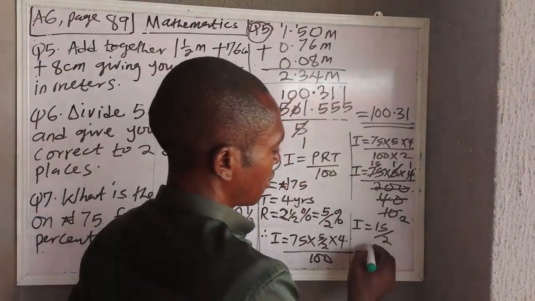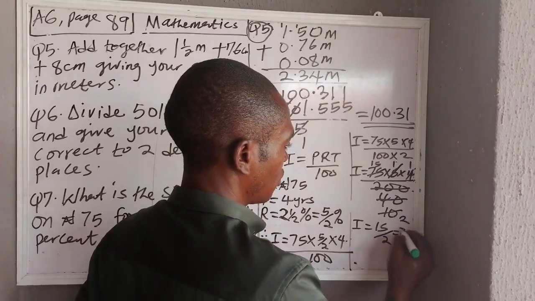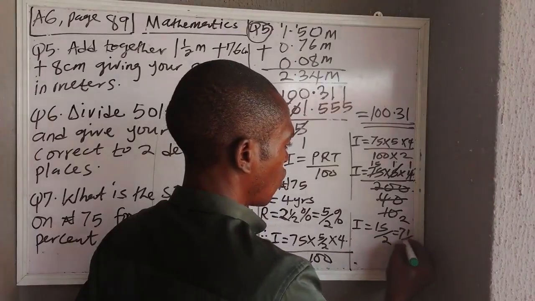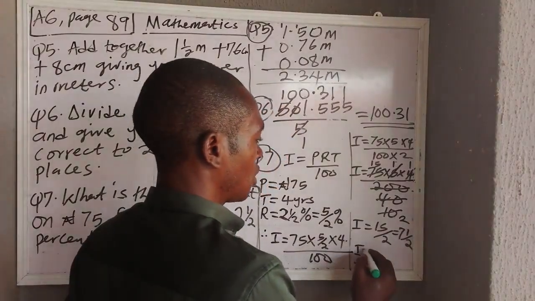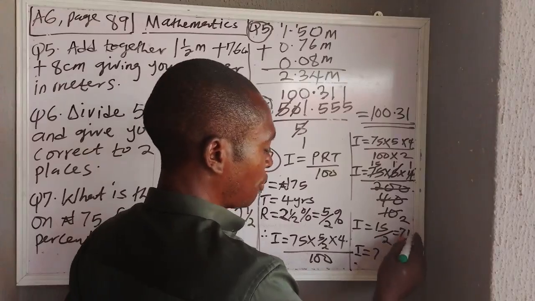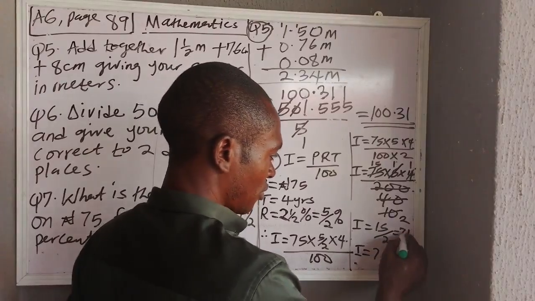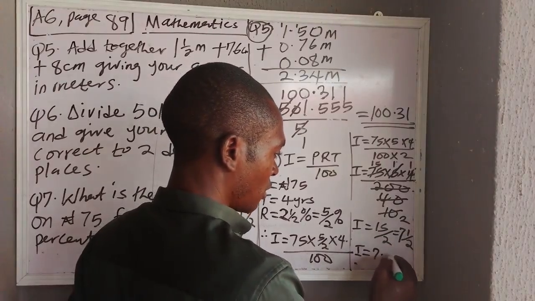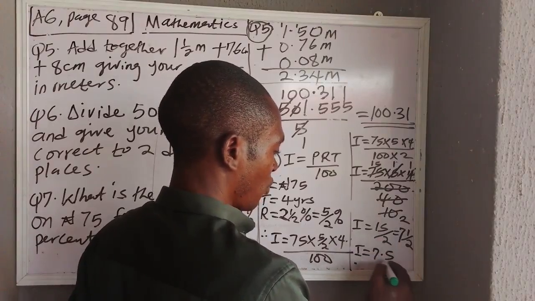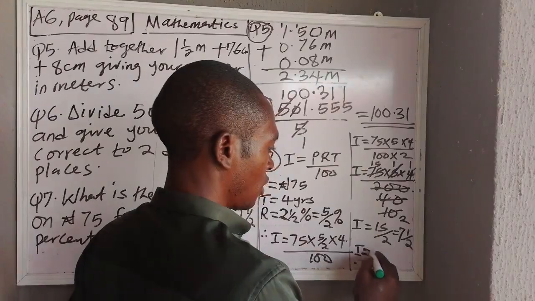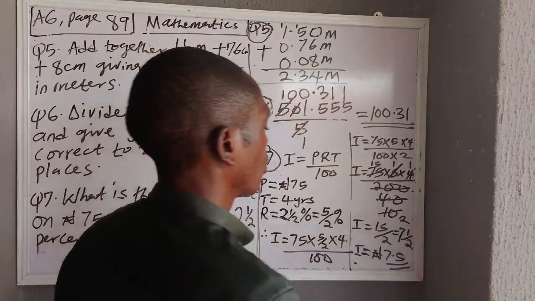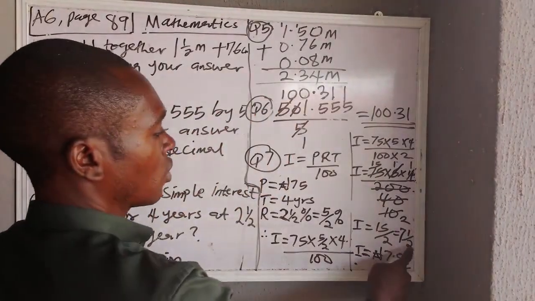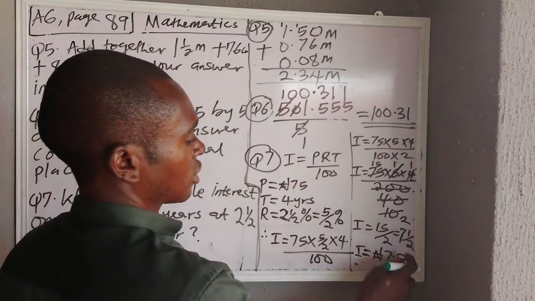So how many 2s are in 15? There are 7. Remember 1 over this 2, that is dividing. So I is the same thing as 7 and a half, which is the same thing as 7.5. So the answer will be 7.5 naira.